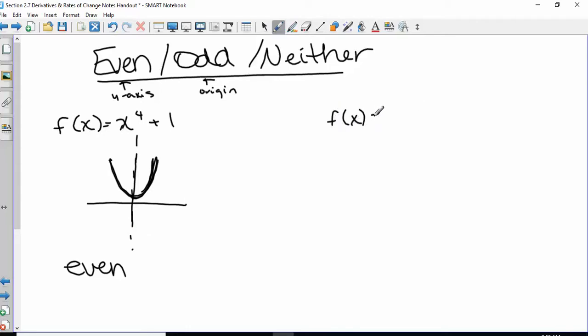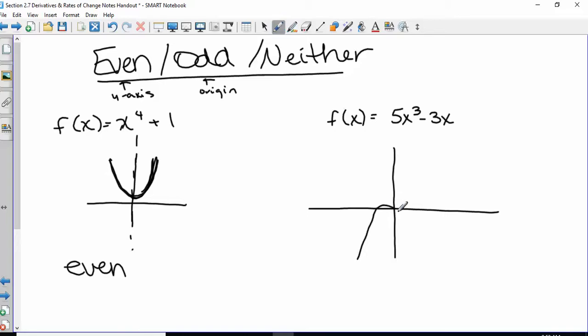If I said f of x equals 5x cubed minus 3x. Okay, so we can check this on our calculator. We're checking for even or odd, which is really just talking about the symmetry. So you go to your calculator, you plug in the 5x cubed minus 3x. And yeah, it's kind of like a chair. It's got this little hiccup right here.